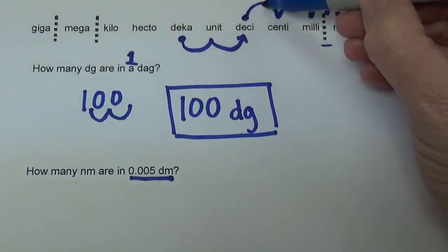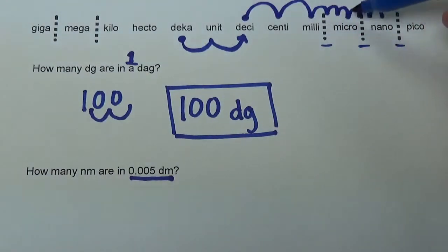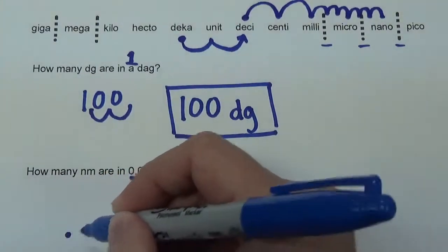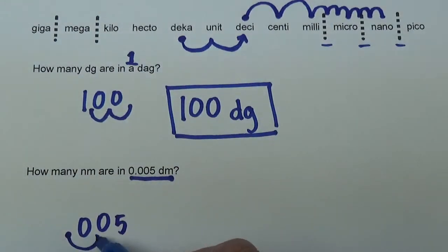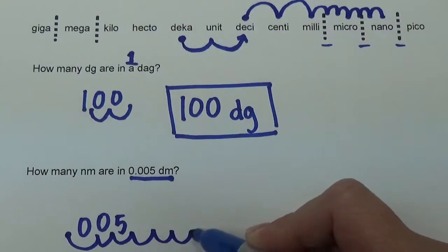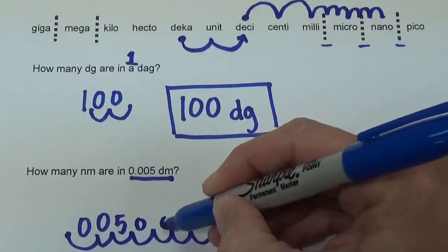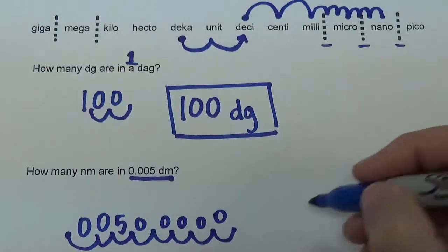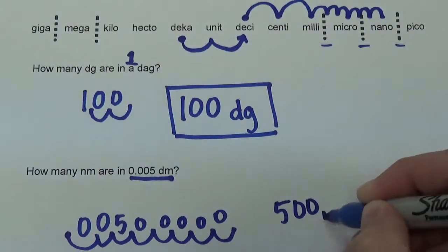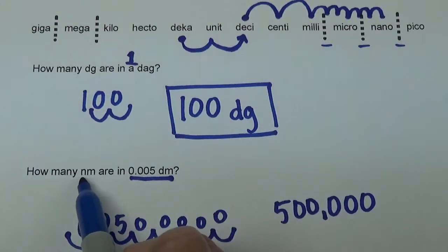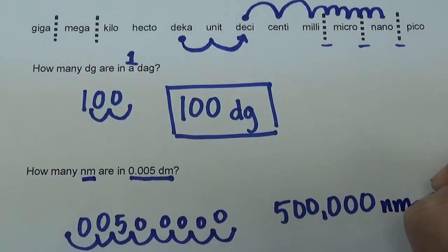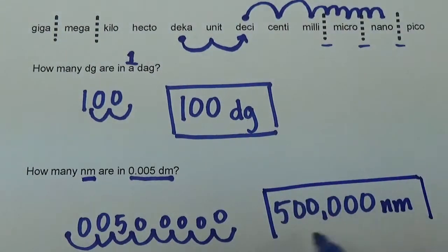So we went from deci 1, 2, 3, 4, 5, 6, 7, 8 places to the right to get to nano. We began with 0.005, and we want to go 8 places to the right. So we go 1, 2, 3, 4, 5, 6, 7, 8. We fill in with zeros. So we end up with 500,000 as our answer, and then we need to check our units. How many nanometers? So we put nanometers as our unit. And there's our correct answer.